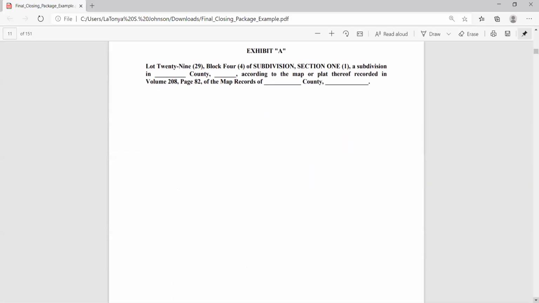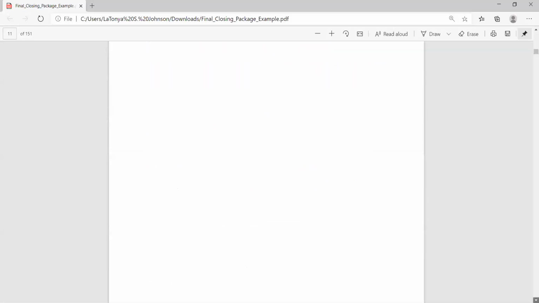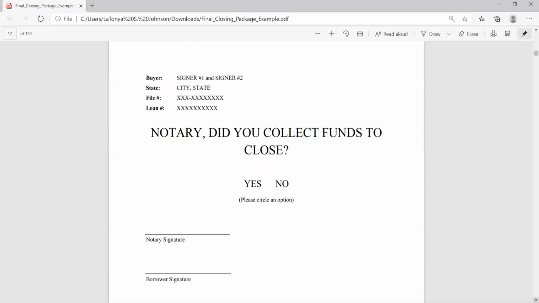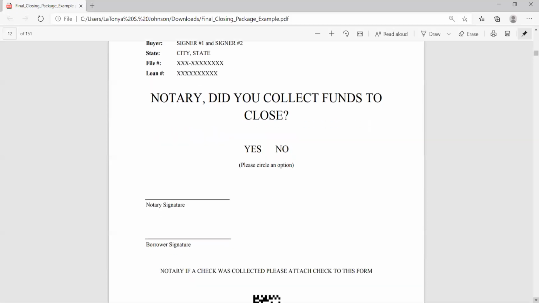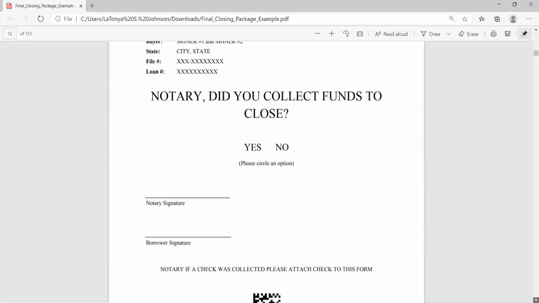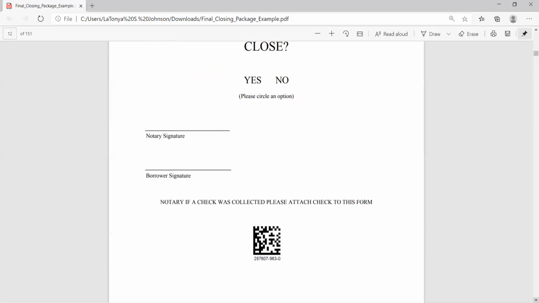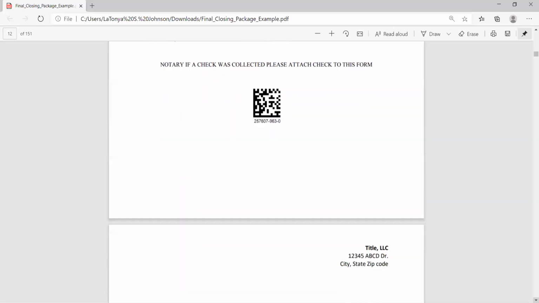This is an exhibit. Okay, and this is just saying, notary, did you collect funds to close? Yes or no? The notary signs, the borrower signs. This is saying to attach a check.